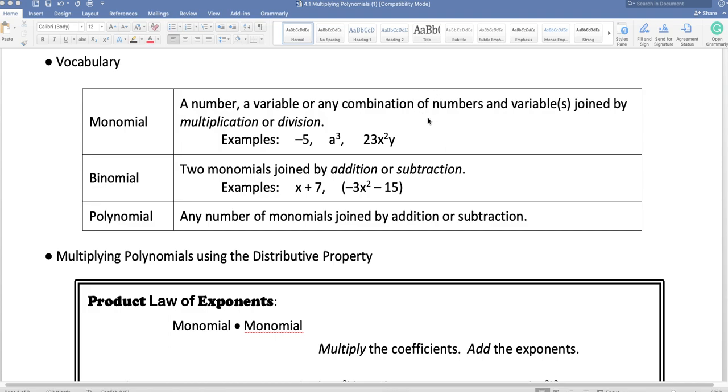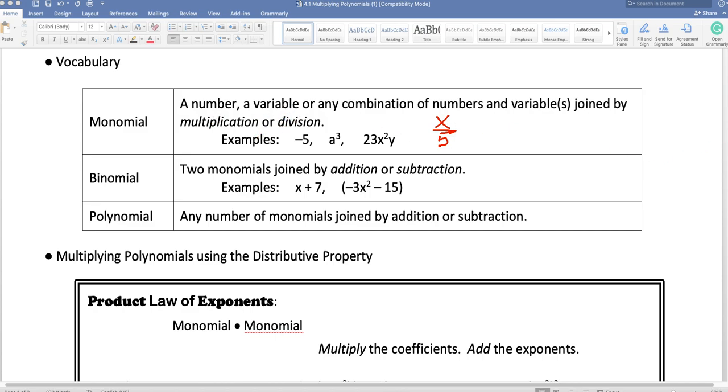If I had something like this, x divided by 5, that is also a monomial because it's a variable divided by a number. So multiplication or division, nothing else.